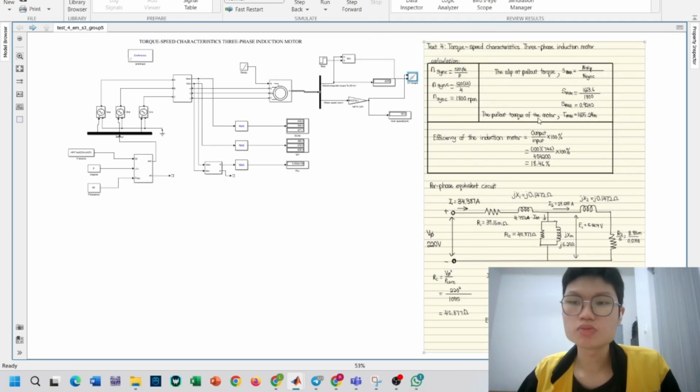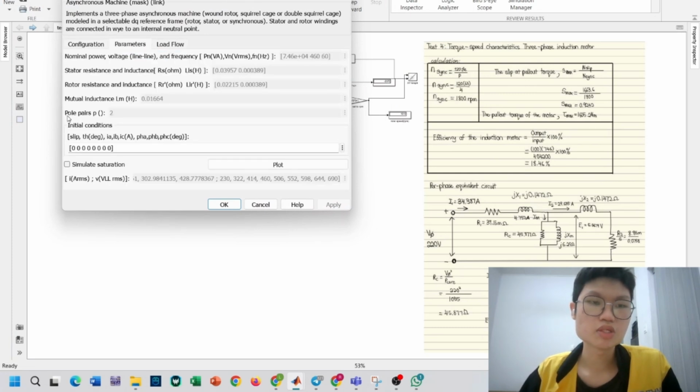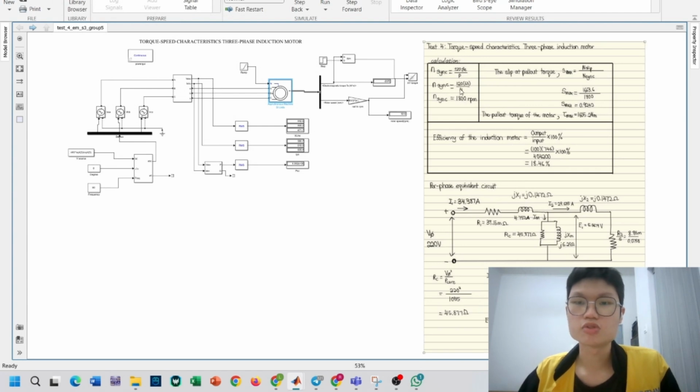After getting the torque maximum, we can write it down here. The torque maximum we get from the graph is 1605.2 Newton meter, and the slip at the pull-out torque is S max equals to N peak over N sync. Before we find S max, we have to find the N sync first. N sync is equal to 120 f over poles. The poles we can find at this synchronous machine SI unit by clicking it and selecting parameters, and you see the pole pairs. The pole pairs given is 2, so two pole pairs means 4 poles. So our poles for our test is 4.